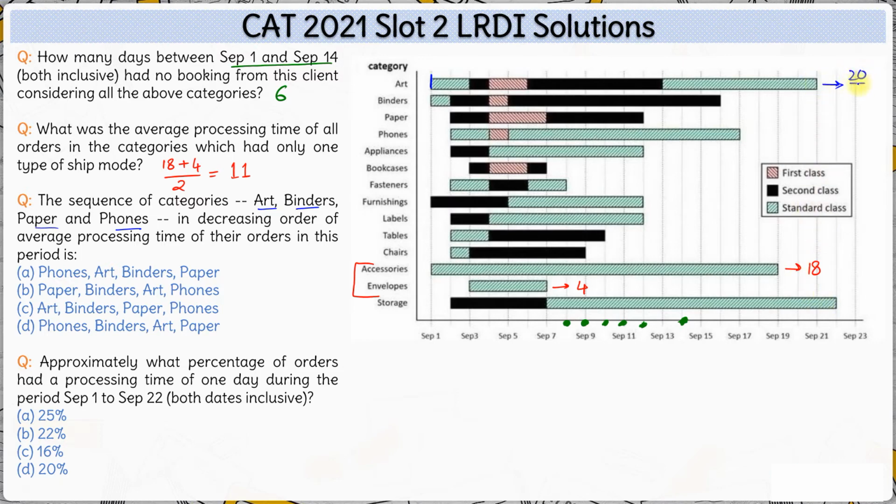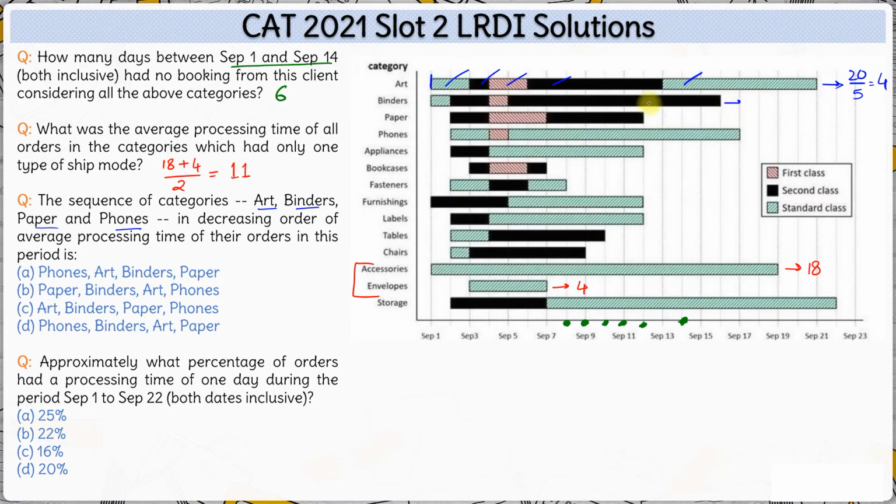20 days, divided by the total number of orders. How many orders are there? 1, 2, 3, 4, 5. So 20 by 5, the average processing time for the arts category is 4. Let's look at the same thing for binders.